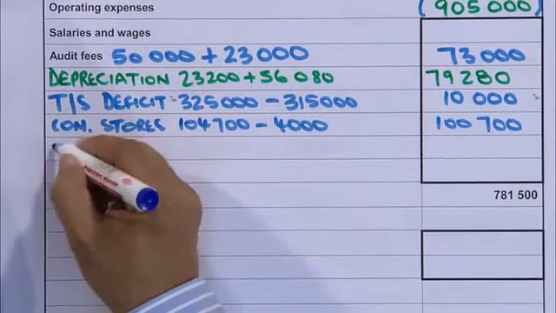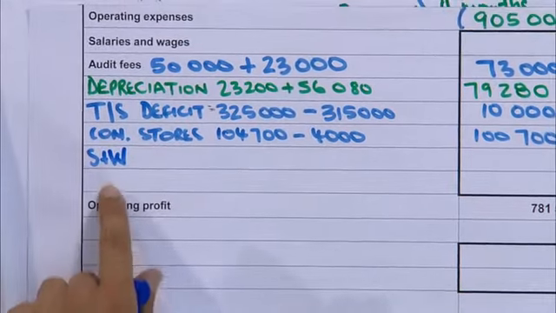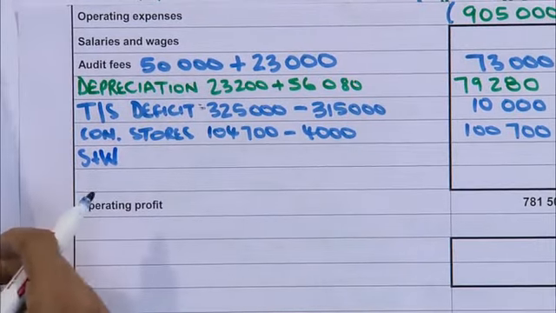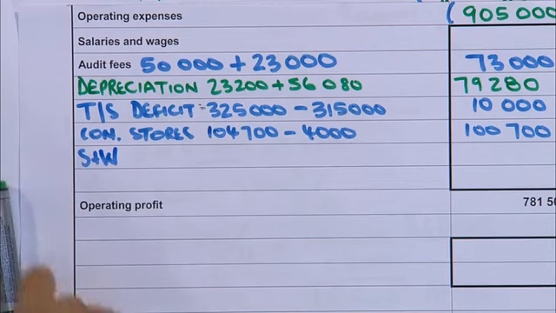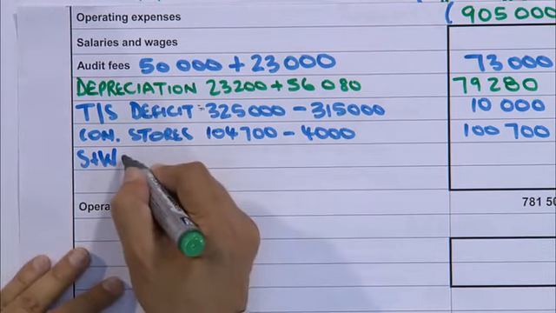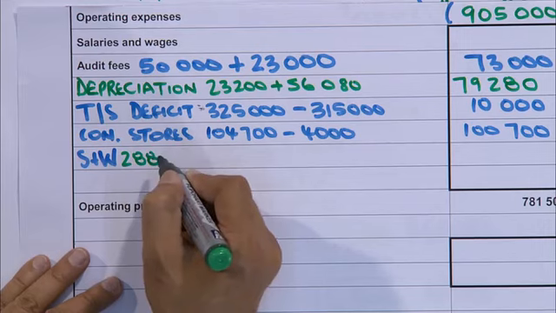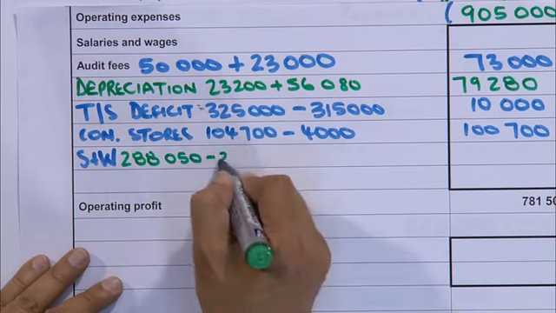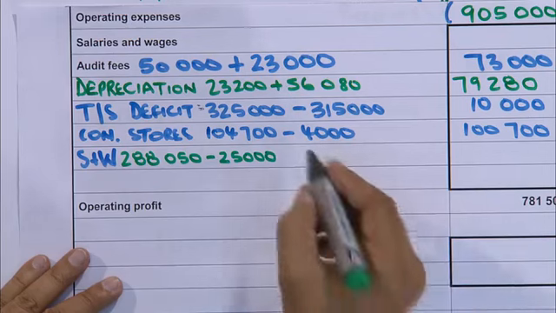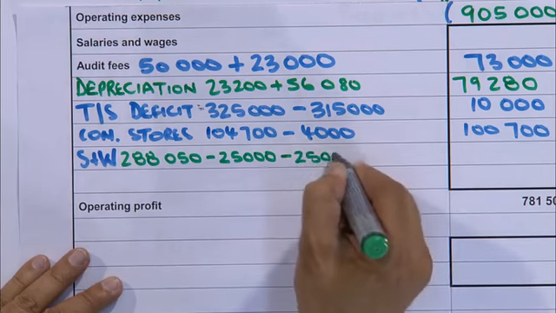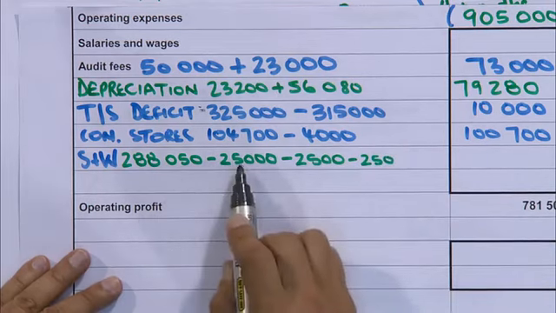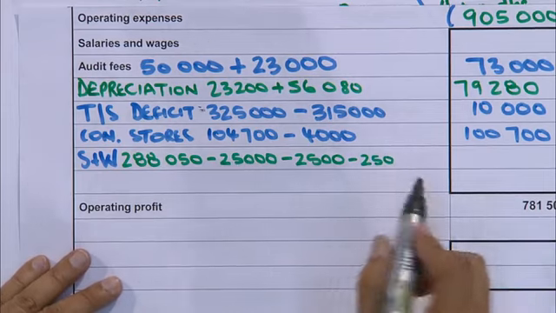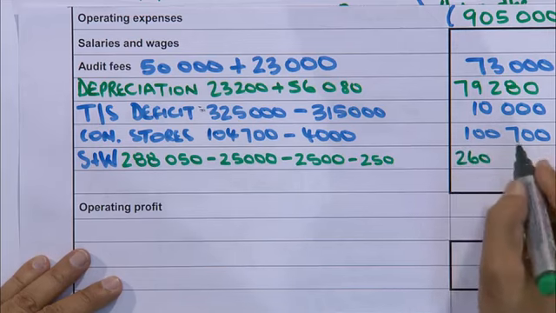Okay. So when we look at the income statement, it will be salaries and wages. Just remember, you are not allowed to abbreviate. Then we'll start with the total that was given. The total in the trial balance for salaries and wages is 288,050. So we're starting with 288,050 minus the 25,000. That's the gross. Minus the 2,500 and minus the rand for rand 250 for the UIF. So if I go 288,050 minus 25,000 minus 2,500 minus 250, we're going to get 260,300.